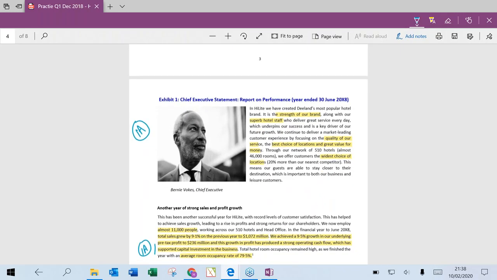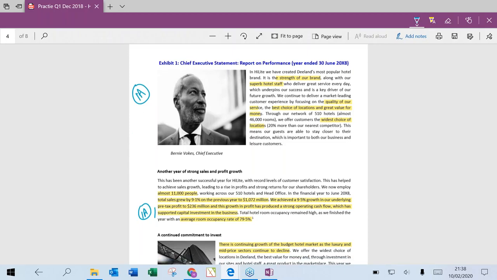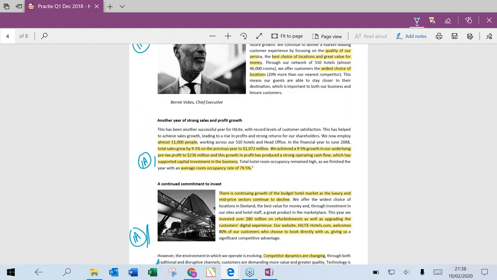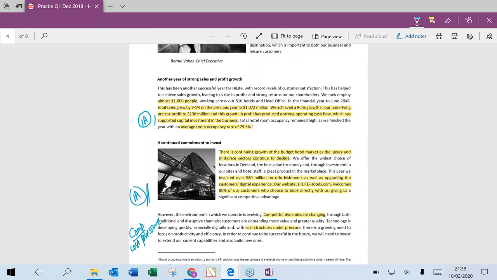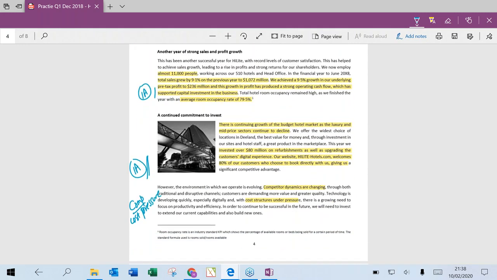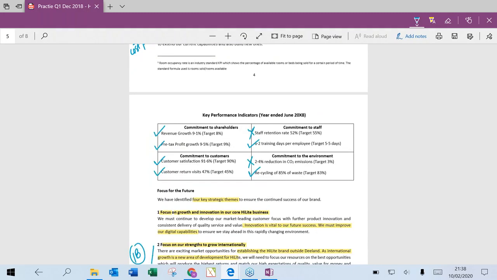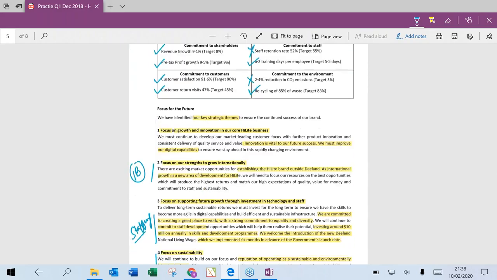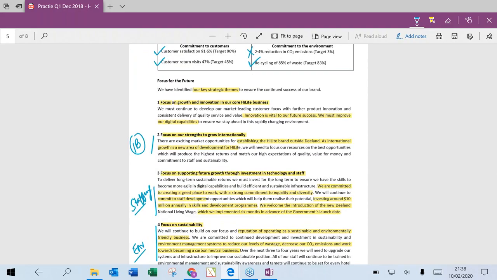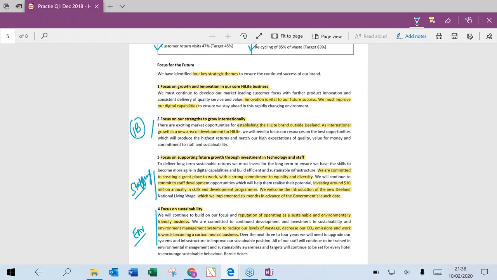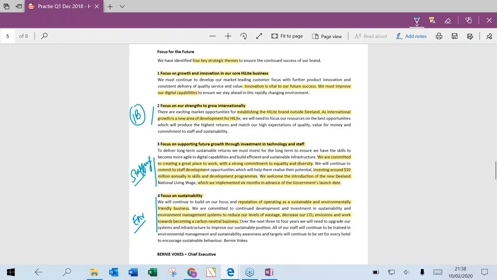He talked about internal factors like strong brand, staffing, locations, strong financials, strong operating cash flows, investment in technology. Then he talked about fierce competitions and cost pressures. He talked about some key performance indicators about shareholders, customers, staff, and environment. And then he talked about 4 important strategies for future. Very interesting.